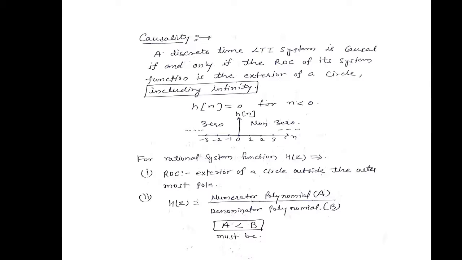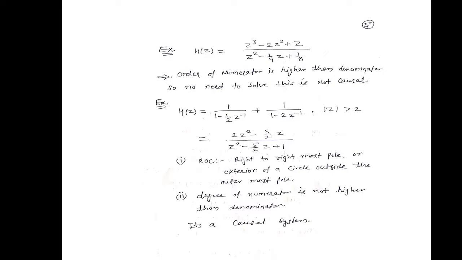The second condition is if H of z is given in polynomial form, so there will be some numerator part and some denominator part. We can denote the numerator part by a and the denominator part by b, then a must be less than b. A must be less than b means the order of a must be less than the order of b.